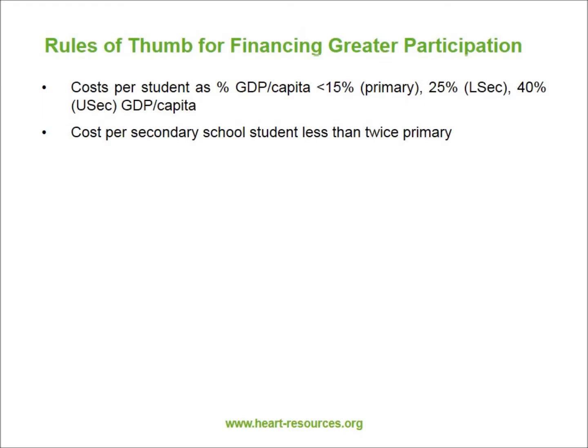So let's move on to the last sequence of comments on financing expanded secondary schooling in this section. There are a few rules of thumb which I think prove useful. Cost per student as a proportion of GDP per capita needs to be somewhere in the range of 15% or less at primary school level, 25% or less at lower secondary level, and 40% at upper secondary level, for a system to be able to provide universal access at affordable cost.